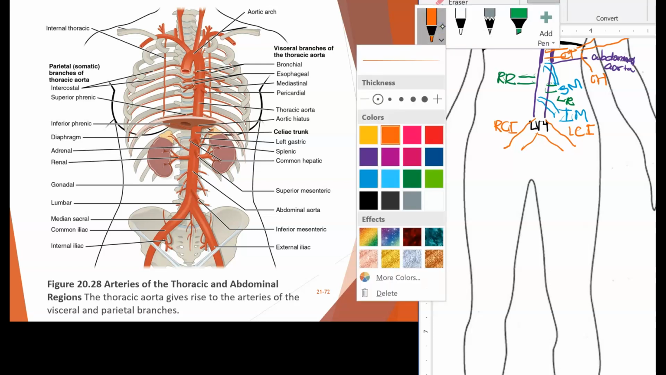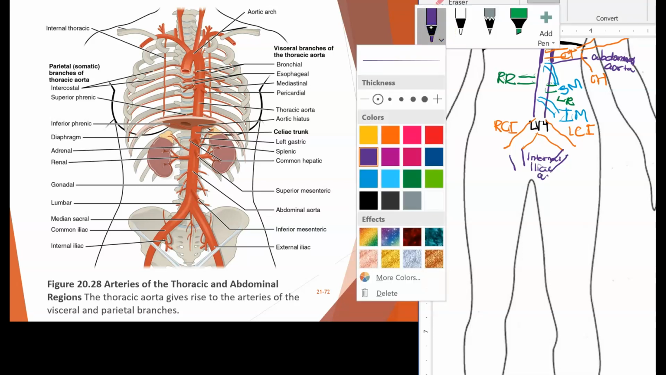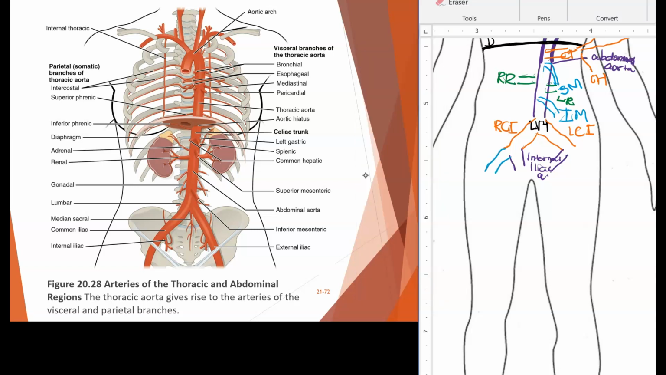So anytime you see that word common in something, it usually means that it's going to split into an internal and an external. So these that I drew in, these are going to be your internal iliac arteries. Okay, we have our right and left. And the other branch is going to be your external iliac artery. So this one will be my left external iliac artery, and this will be my right external iliac artery.